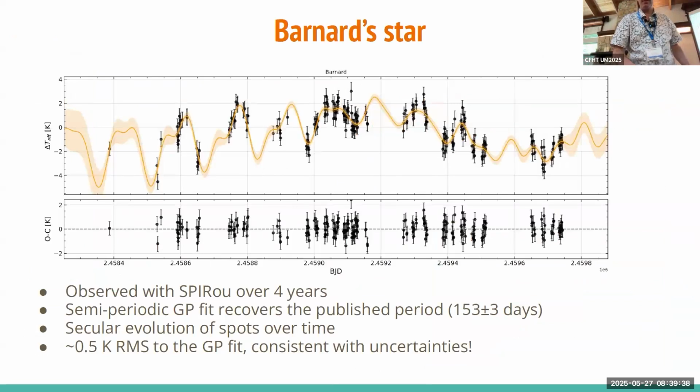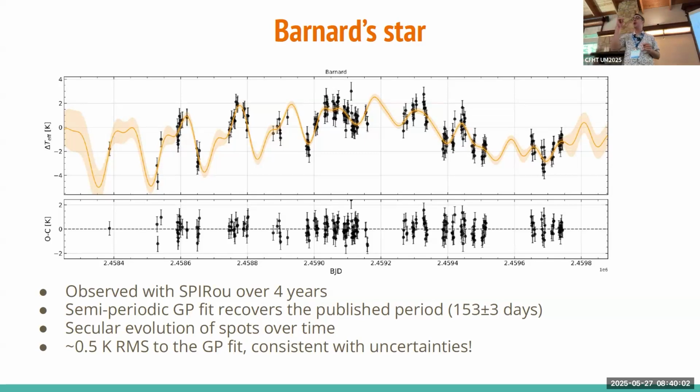So that was an easy one. We tried one of the most quiet stars that we observed a lot with SPIRou, Barnard's star. We recovered the rotation period. It's one of the best fits ever for the rotation period with a GP. So you see a modulation of 153 days and error bars well below 1 Kelvin, around 0.5 Kelvin. And you see the rotational modulation.